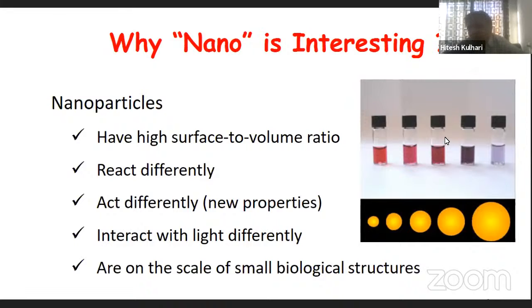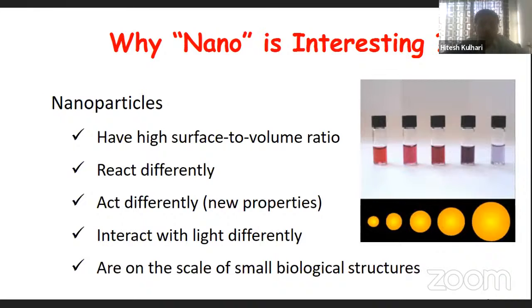You can look at the picture here. Those are all gold nanoparticles, but you can see them in different colors. Why? Because as the size is increasing, it is moving toward the violet color. But if you decrease the size, they will move towards a more reddish color. So you can see that the color of these gold nanoparticles is quite different as the size changes.